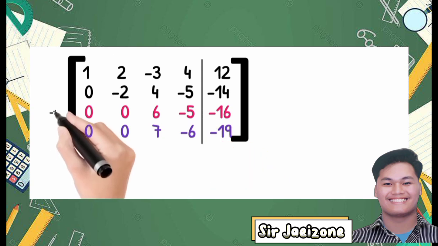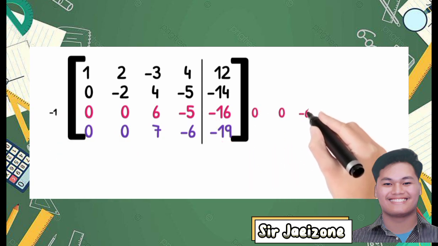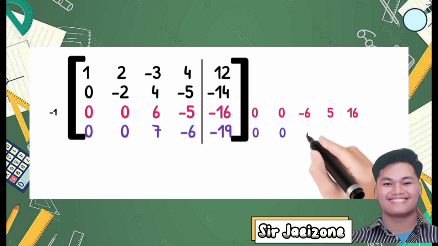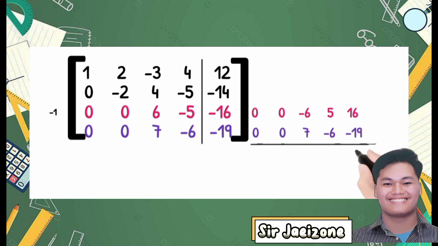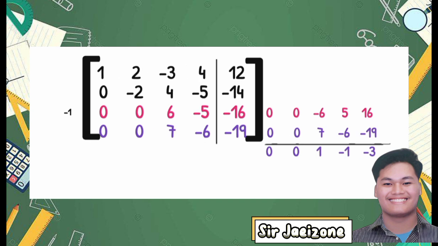Next thing is to make the negative 6 from the row 4 1. To do so, multiply the third row by negative 1 and add the product of row 3 to row 4, and the sum of the two rows will be the new row 4.